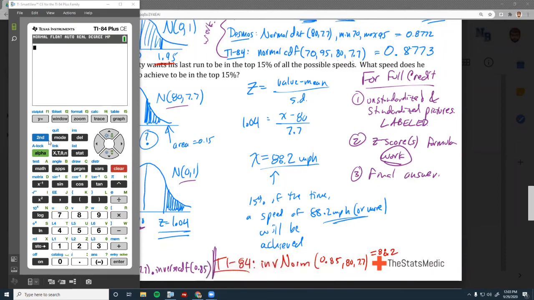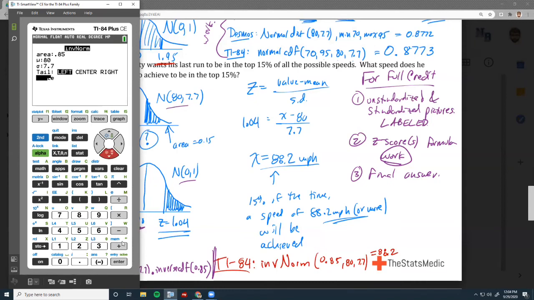But what you'll want to do is, once again, enter the distribution. In this particular case, you'll want to choose number 3, inverse norm. Again, your area, you'll want 0.85, if we're going to do left-hand area. You'll want your mean as 80, your standard deviation as 7.7, and again, you'll want left area to be 0.85.